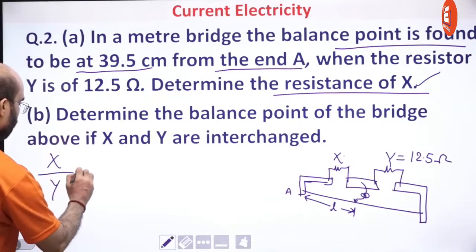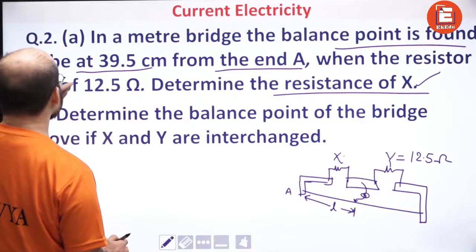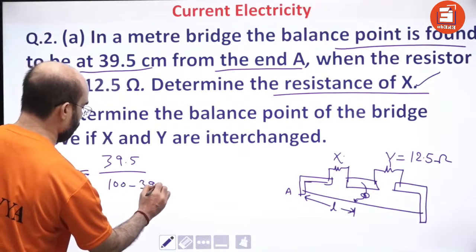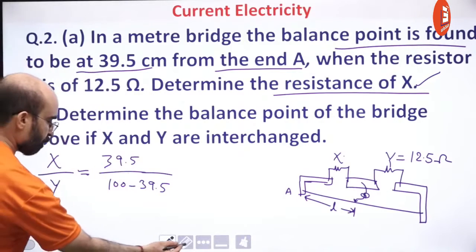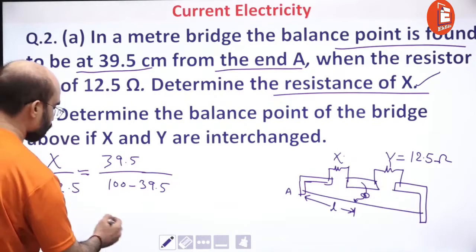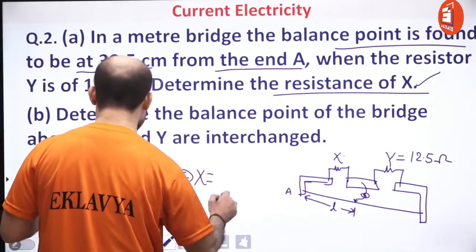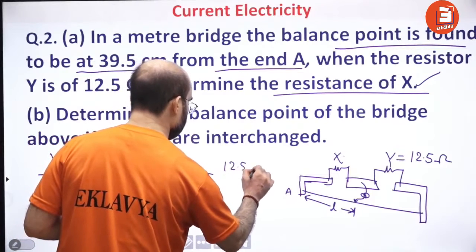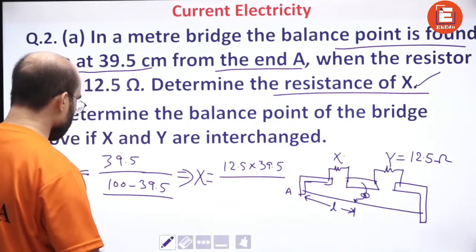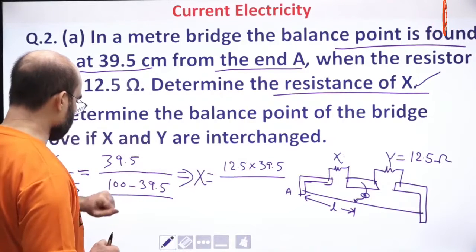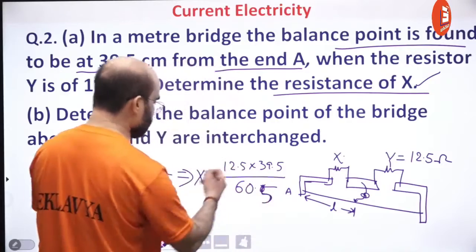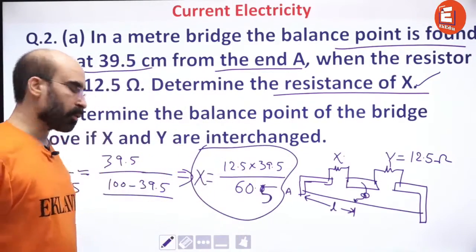Take this up. X by Y equals, what is L? L is 39.5 divided by 100 minus 39.5. And the value of Y is 12.5. So X equals 12.5 into 39.5 divided by 100 minus 39.5. What is it going to be? 60.5. Yes, this is going to be 60.5 ohm. That we can do.